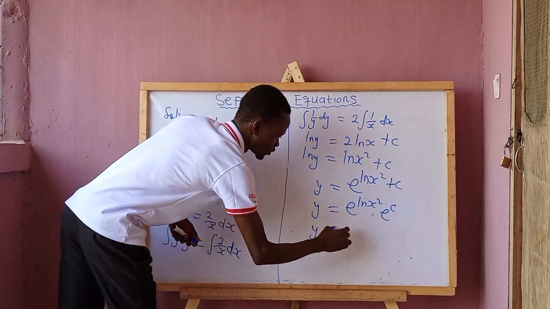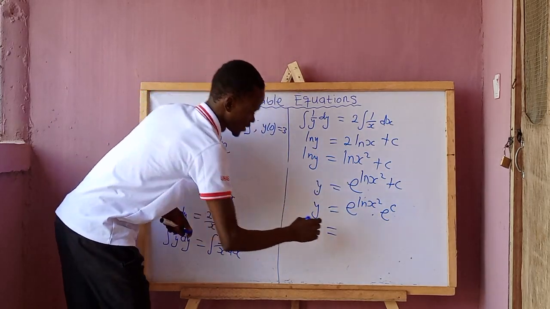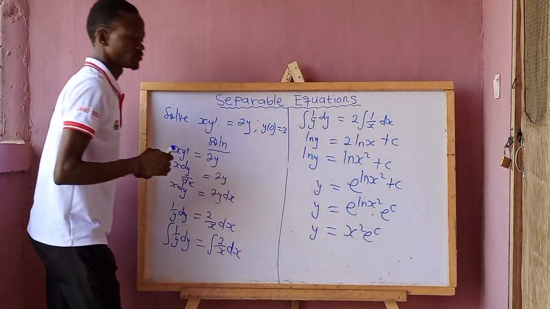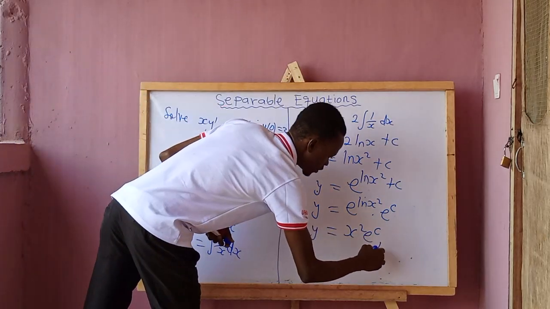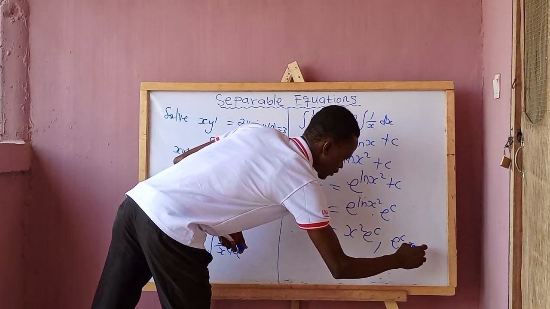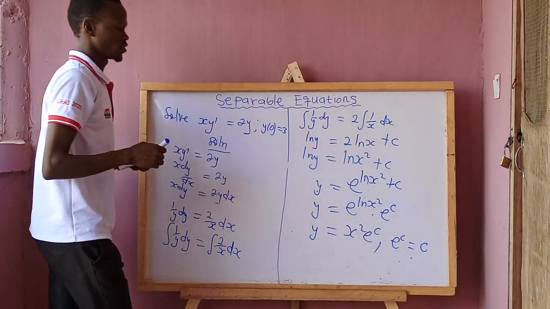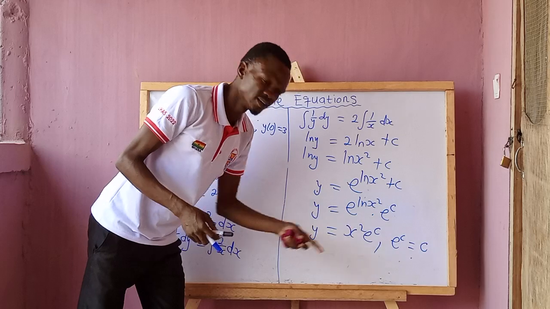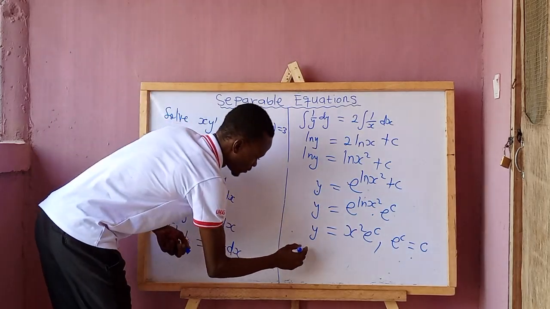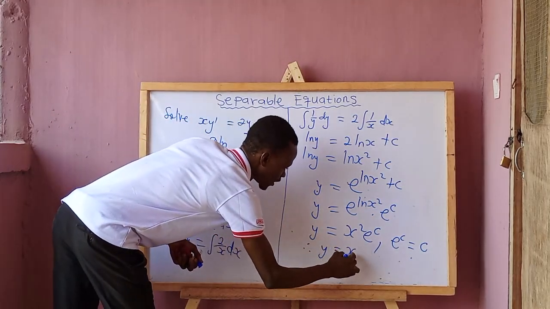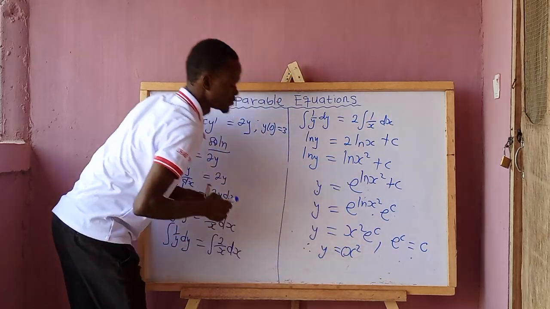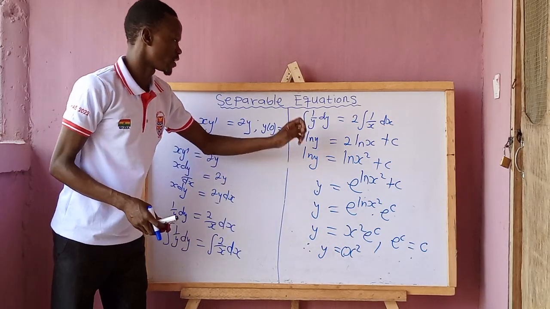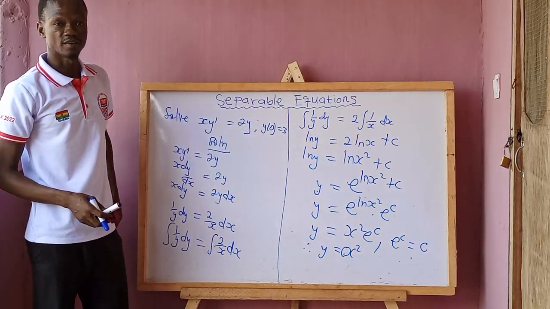So we have y equal to e raised to the power ln x squared will give us x squared, then times e raised to the power c. Now, supposing that e raised to the power c is equal to a constant known as c, because e raised to the power a constant is a constant, so we can represent that constant by c. So therefore, we have y equal to x squared, then c. So this becomes the general solution to the differential equation given.